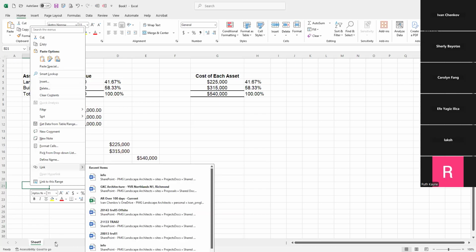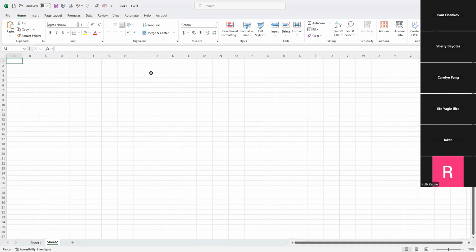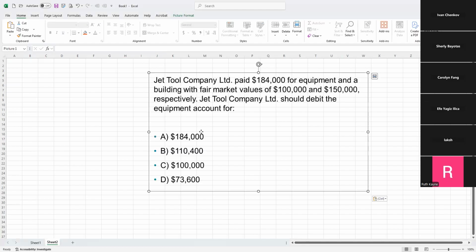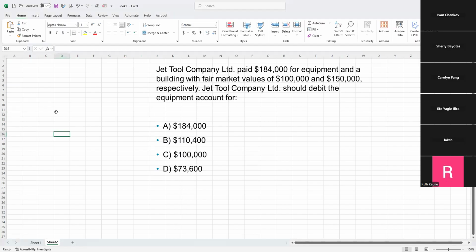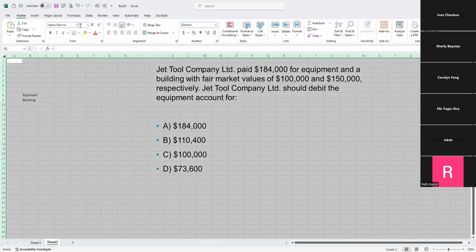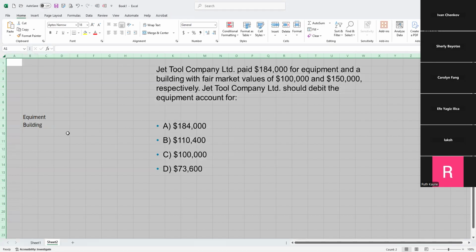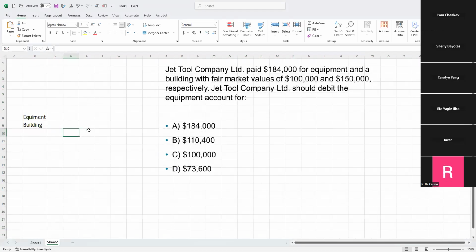Let's get a new worksheet here and post the question. So this is our question. So what do we purchase? We purchase two things. We purchase equipment and we purchase building. Let me make it bigger so you can see it. We purchase those two assets.